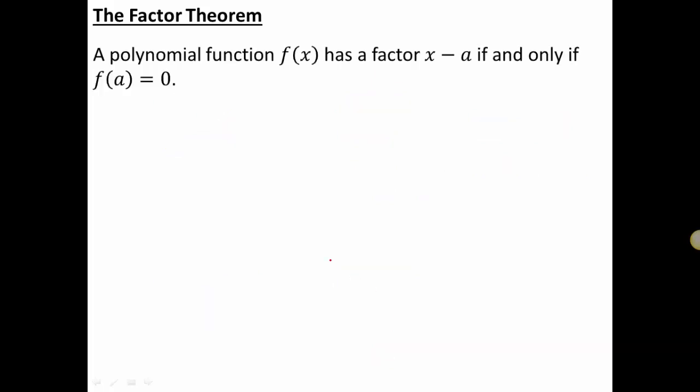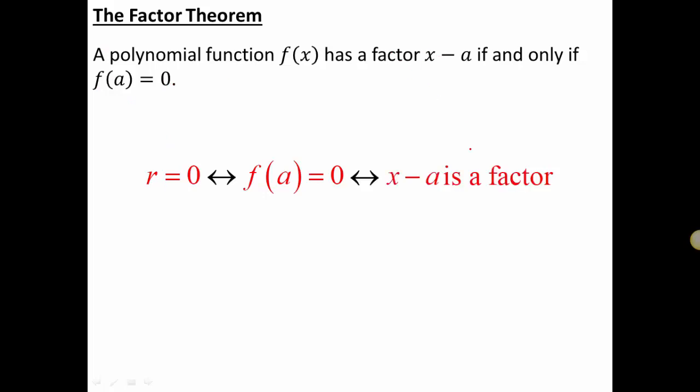In terms of polynomials, a polynomial function f of x has factor x minus a if and only if f of a equals 0. Notice what I'm doing here is I'm combining the remainder theorem with the factor theorem. If I'm telling you that f of a is 0, what I'm really telling you is that the remainder is 0. Remember that by the remainder theorem, the remainder and f of a are the same thing. So if the remainder is 0, then x minus a is a factor. If x minus a is a factor, then the remainder is 0. If f of a is 0, then x minus a is a factor. If x minus a is a factor, evaluating the function at a should produce 0.